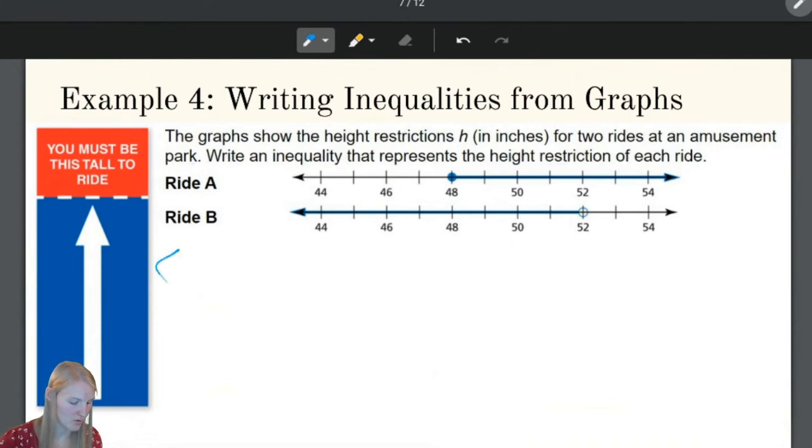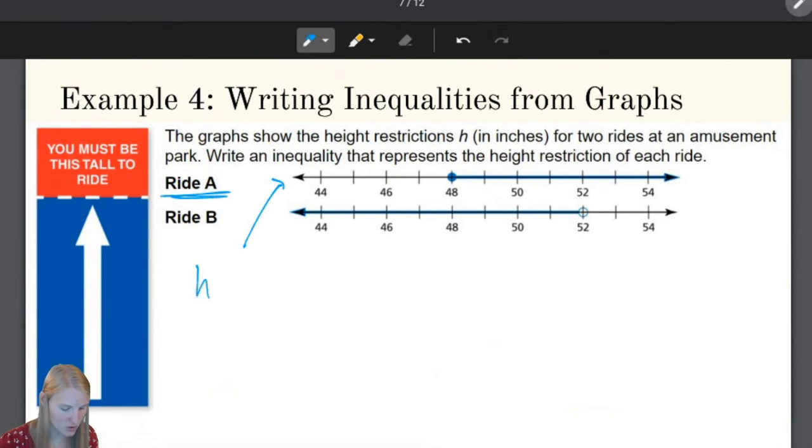Okay, so it's like, okay, you've seen these signs before, right? Wild Waves, other Seattle Center, back when that was a thing. You must be this tall to ride. The roller coaster, the bumper cars, whatever it is. So these graphs tell us how tall we can or can't be. So first, let's look at ride A. We're going to look at this graph.